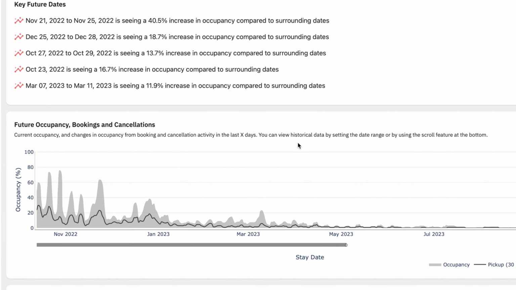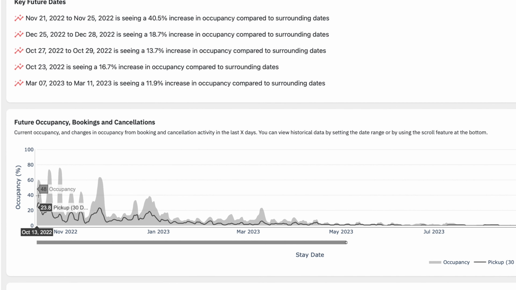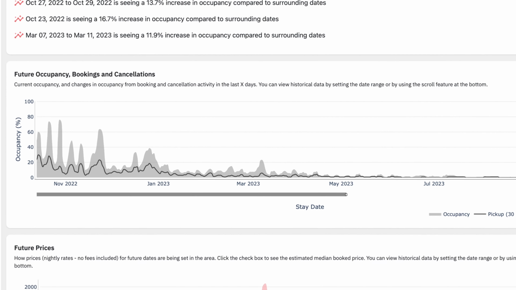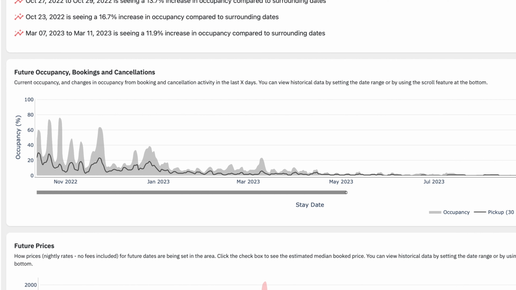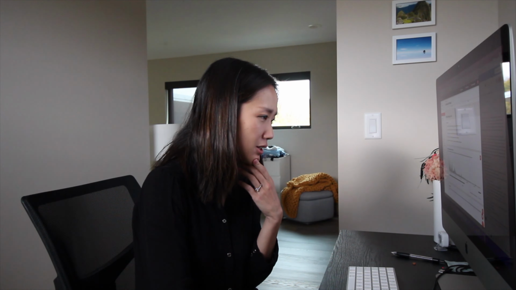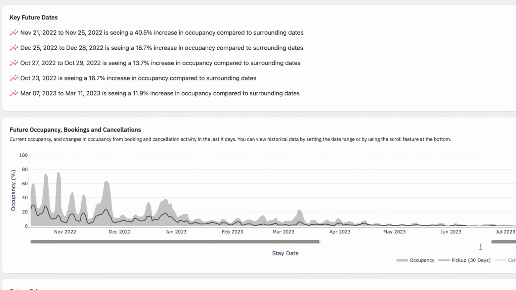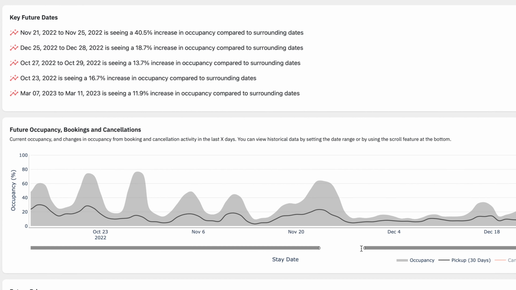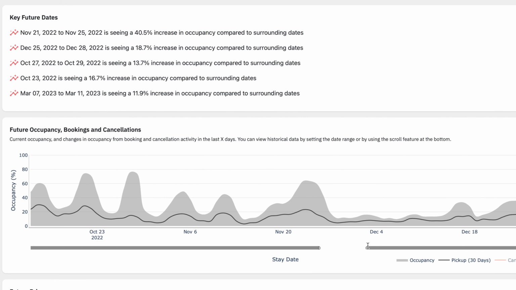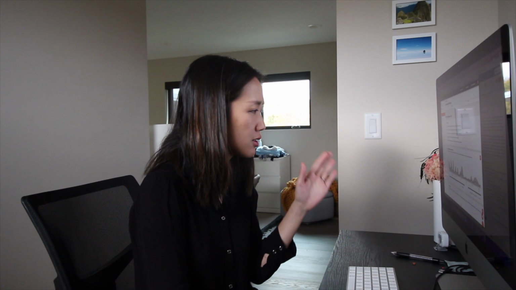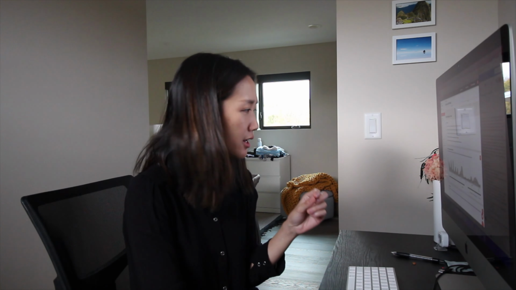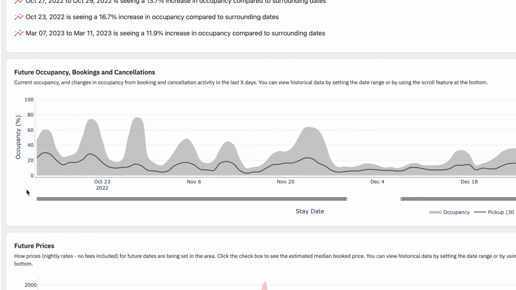Okay. This next graph is like my favorite, I think, of the whole thing. This shows the future occupancy in the gray shaded area, and then the pickup, which is bookings made in the last 30 days. Usually this is where I play around for most of my time. I like to narrow it down a little bit to say the upcoming couple months, like that. As you can see, this market is very much a weekend kind of market, going up and down on the weekends. All the peaks are weekends.